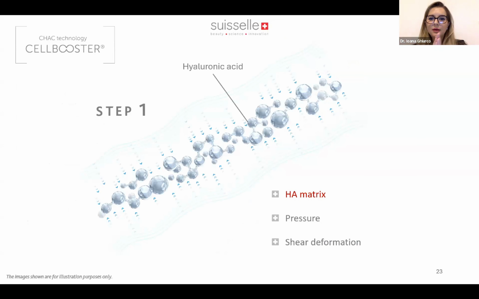Basically, why is this method different? Because it's a mechanical method of stabilizing the hyaluronic acid molecules. The other methods for cross-linking, for example, use chemical binders, but in this case, everything is mechanical. So in the first step, on the high molecular weight hyaluronic acid molecules, an external pressure is applied in order to create a shear deformation of the molecules.